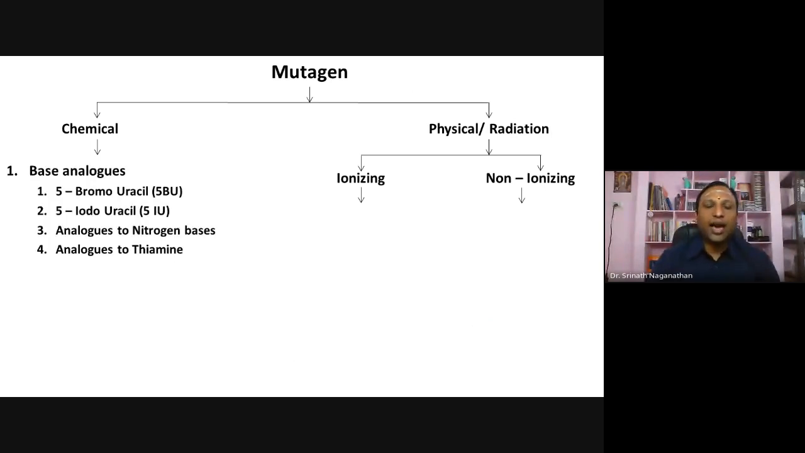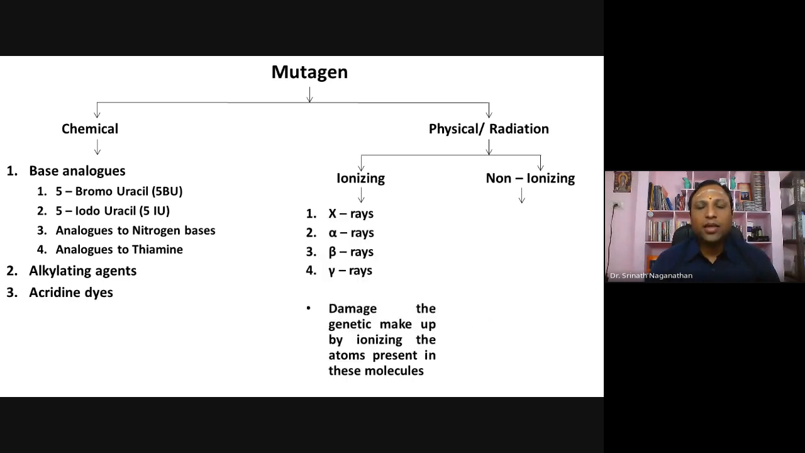In chemical mutagens, we have base analogs, that is 5-bromouracil, 5-iodouracil, analogs to nitrogen bases, analogs to thymine. The second type in the chemical is alkylating agents. Third is acridine dyes. Ionizing radiation includes X-ray, alpha ray, beta ray, and gamma rays. They damage the genetic makeup by ionizing the atoms present in the molecule. Non-ionizing radiation includes UV rays.